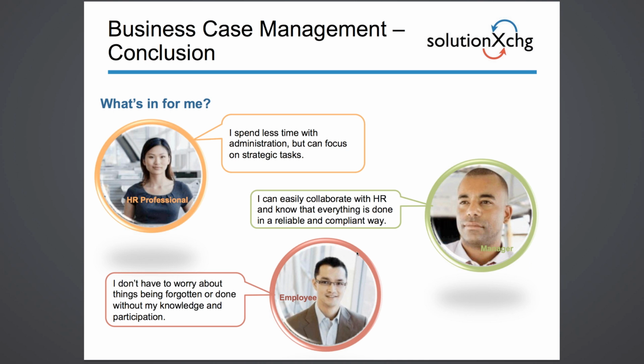The HR professional will spend less time on administration and can focus more on strategic tasks. Talent management is very important in modern organizations. Shuffling paper is not. We need to do that for compliance reasons, but it shouldn't dominate daily tasks for HR professionals. And the personnel file solution like the one we're describing here can really help with that. For the manager, it means they can easily collaborate with HR and they know where everything is and everything is done in a reliable and compliant way.